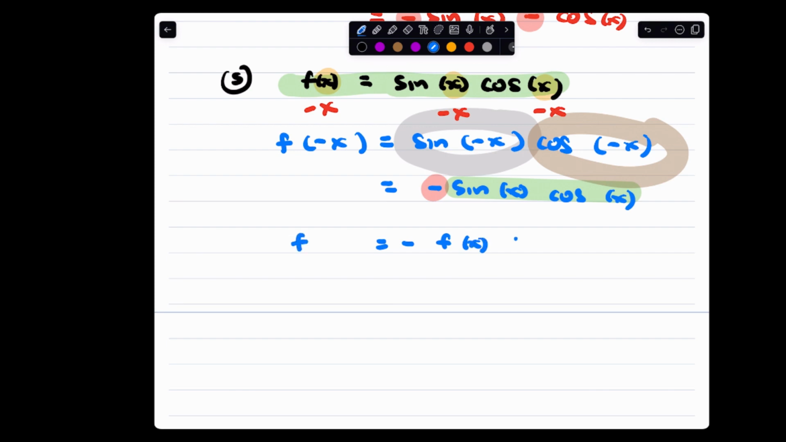So on the left, you have f of negative x. On the right, negative f of x. What does that actually mean? Do you guys know? Yes, your function f is an odd function. Good. Good job.